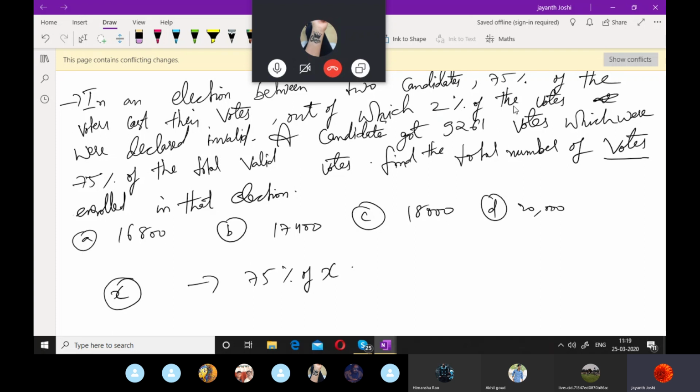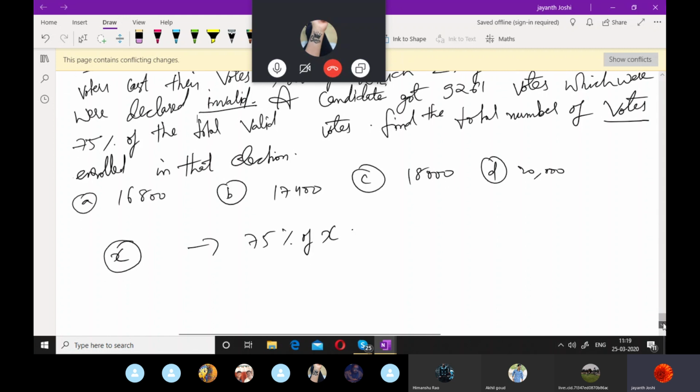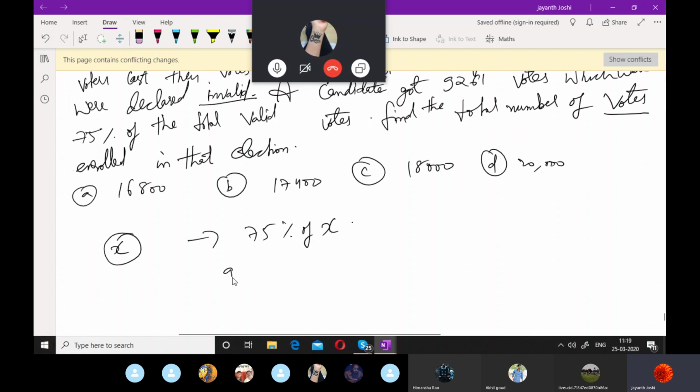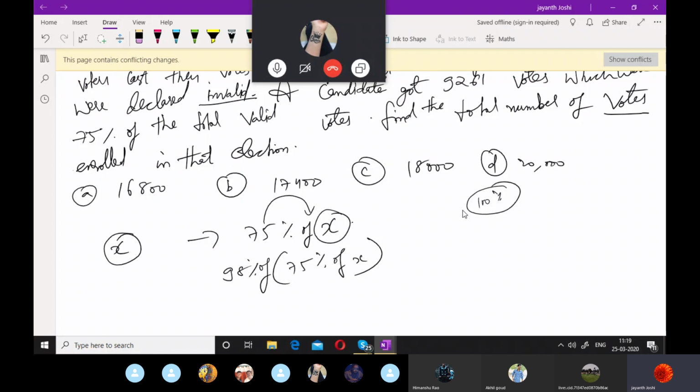Out of which 2% of the votes were declared invalid. So how many valid votes? 98%. So 98% are the valid votes cast. So can I take 98% of 75% of x? Why? Because the total number of votes I am assuming is x. How many percent of the people have cast their votes? 75%. That means in a total village there are 100% people, for example. Out of that 100%, only 75% votes have been cast. That is clear in the question.